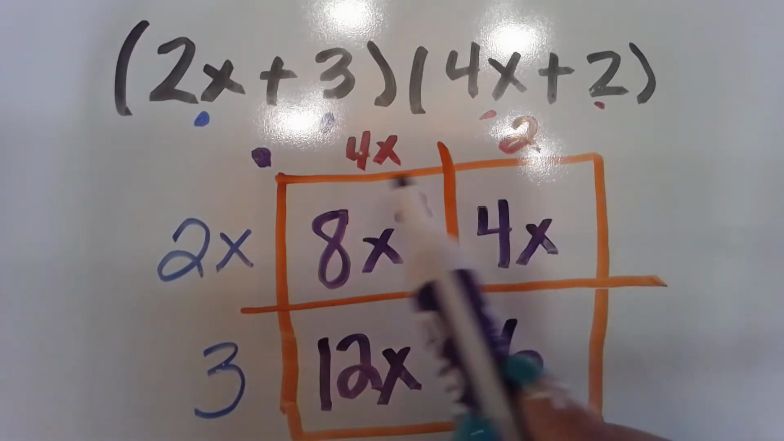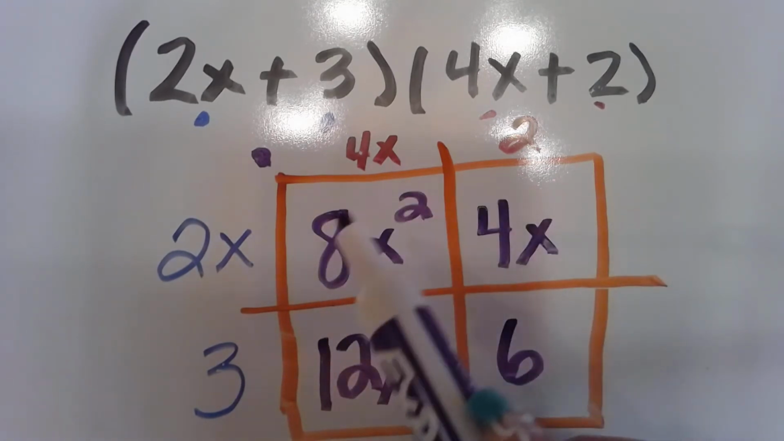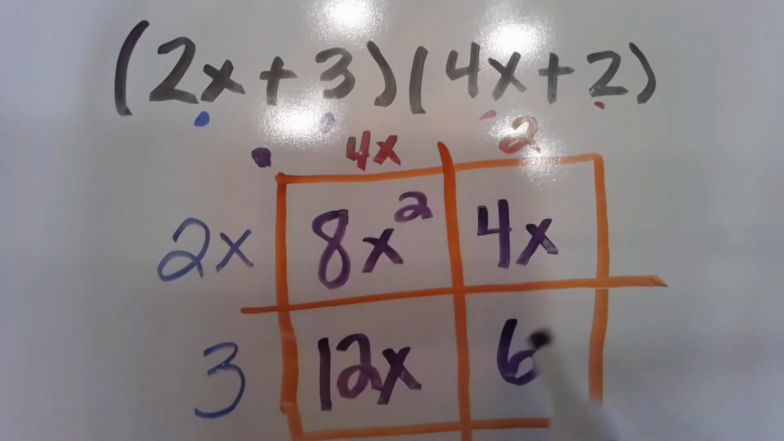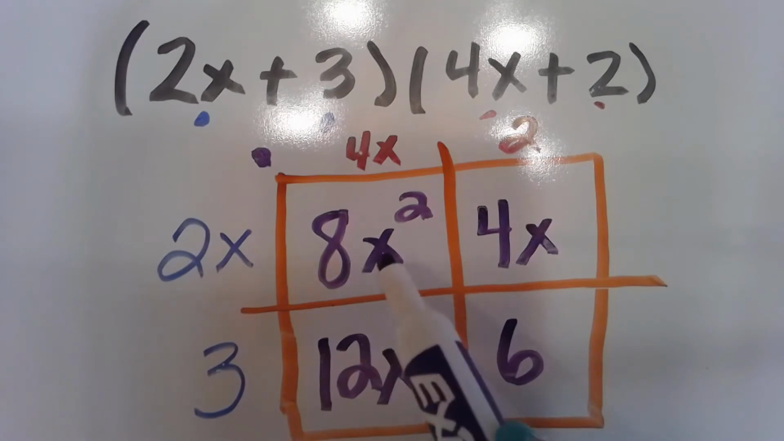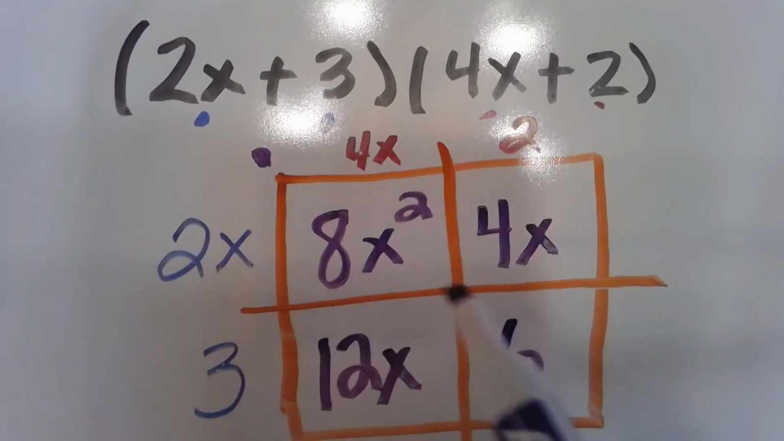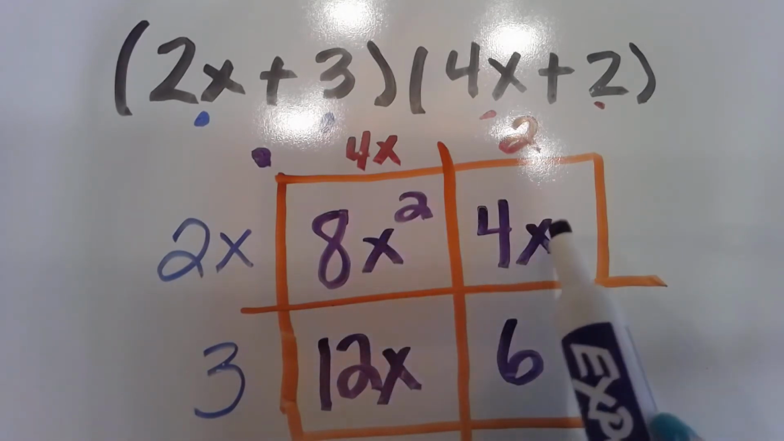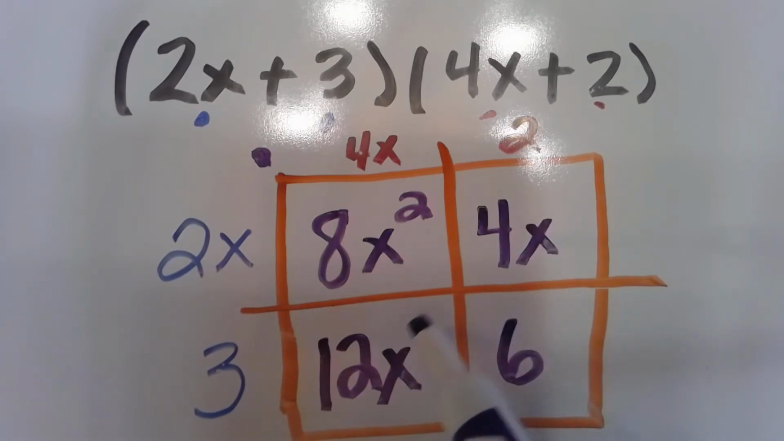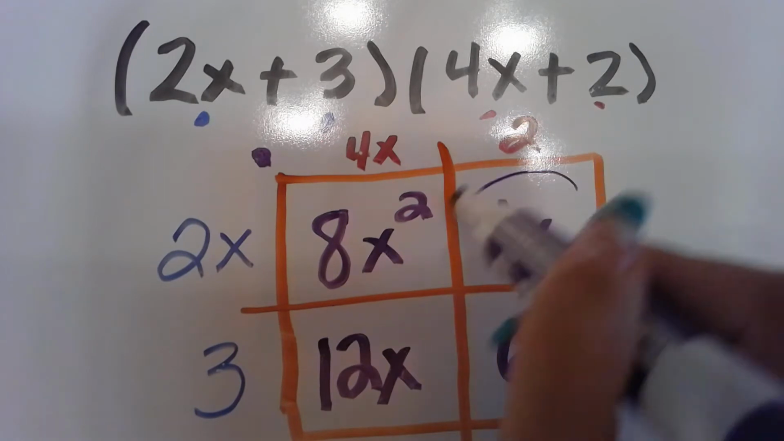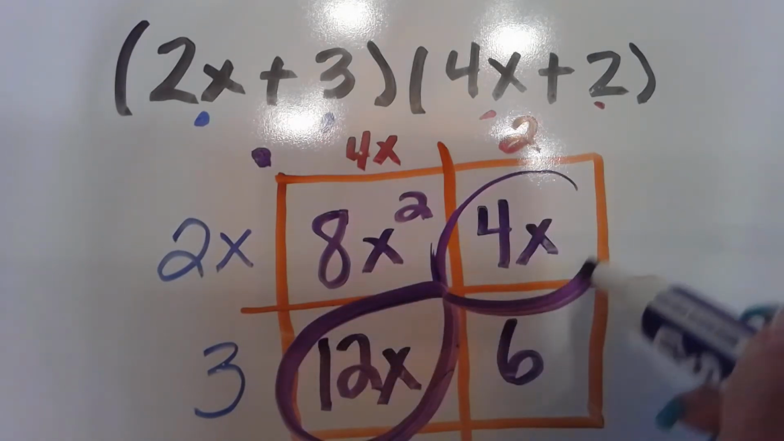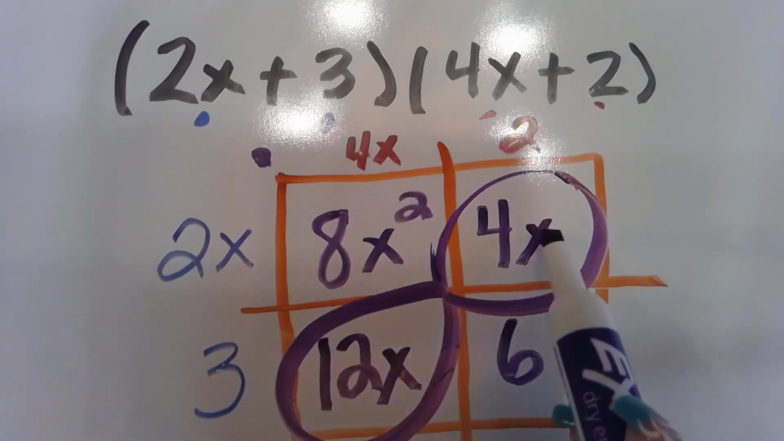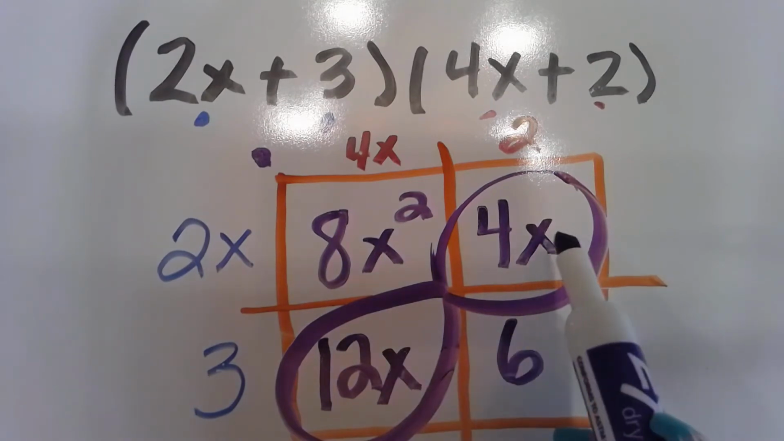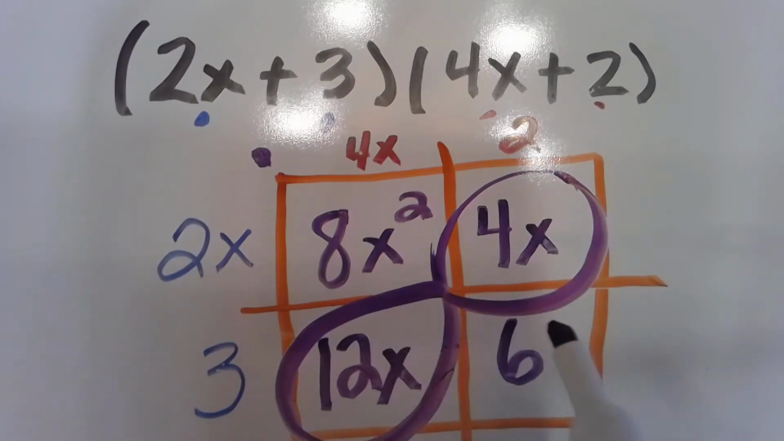Now, I'm looking at all of these pieces and I'm determining which ones are the same. Does anything else have an x squared? No. Does anything else have an x? Yes, 12x. So I know I can combine these two because they both have just one x. So they're able to be combined.